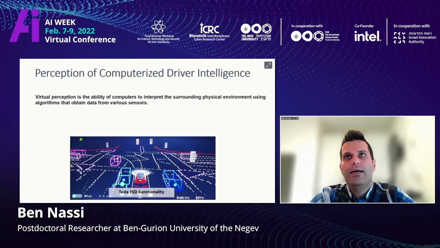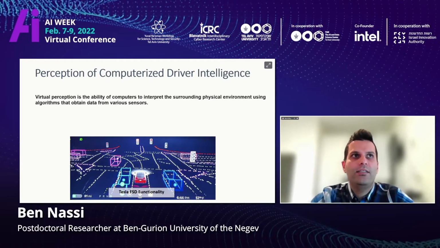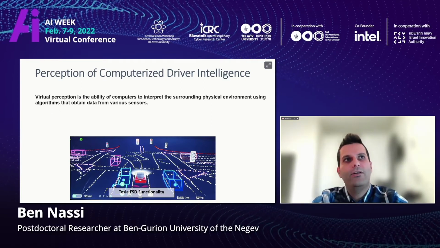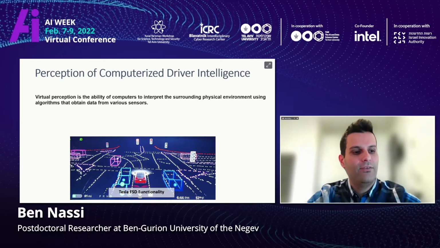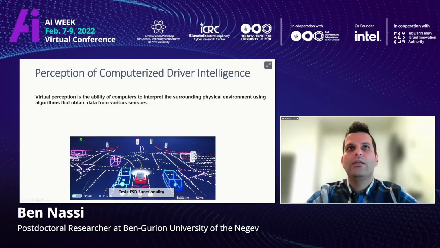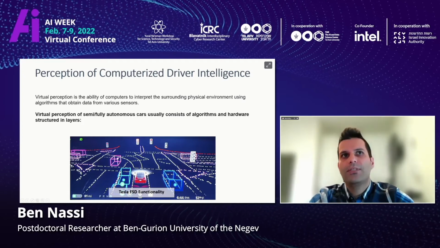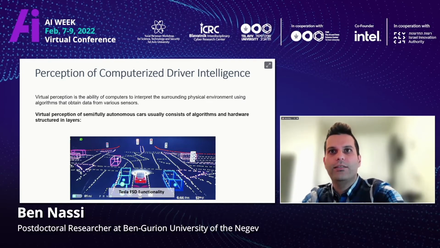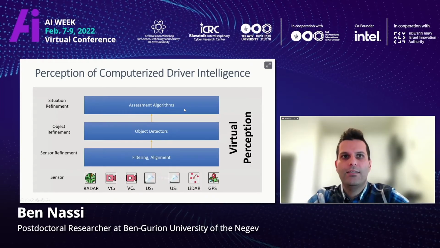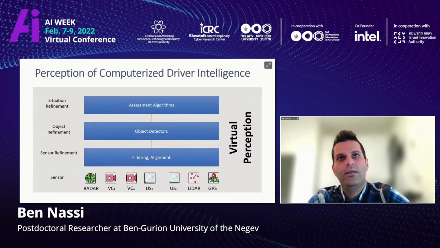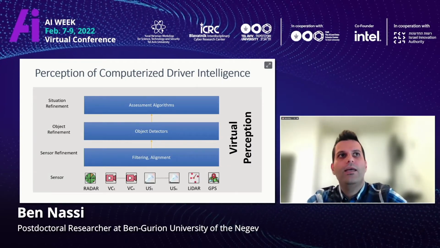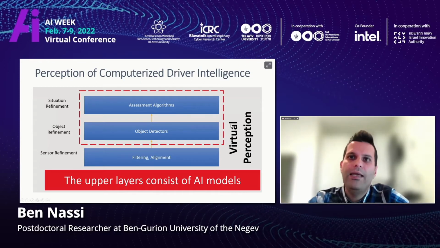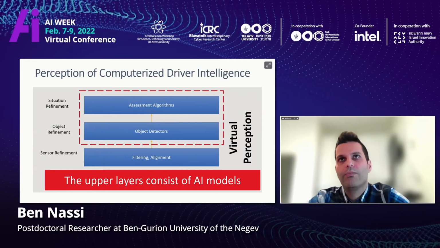So with that in mind, let's discuss perception of computerized driver intelligence. Virtual perception is the ability of computers to interpret the surrounding physical environment using algorithms that obtain data from various sensors. And virtual perception of semi and full autonomous cars usually consists of algorithms and hardware structured in layers. On the bottom, we have the sensors. On top of it, we have the sensor refinement layer. On top of it, we have the object refinement layer. And on top of it, we have the situation refinement layer. And the 2 upper layers consist of AI models.